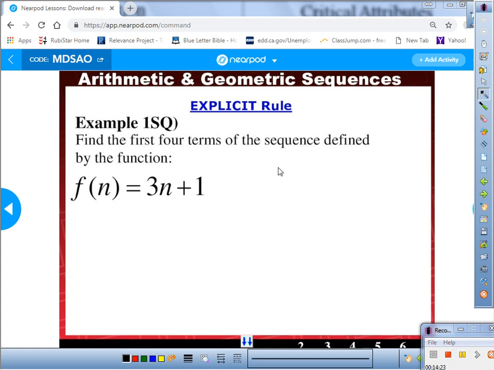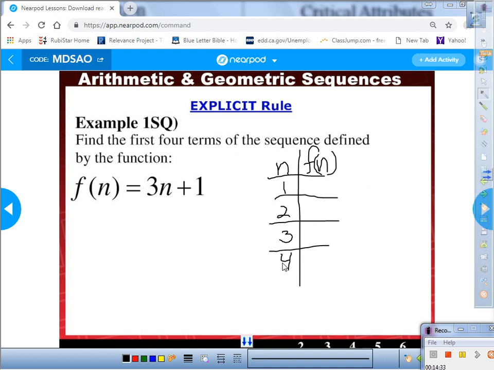Okay, let's see who did this. N, F of n. 1, 2, 3, 4. So far so good? All right. So I start with the first one. You should have done f of 1 equals 3 times 1 plus 1. F of 1 equals, what is 3 times 1? 3 plus 1. What is 3 plus 1? 4. Hands up if you got that. Okay, good.